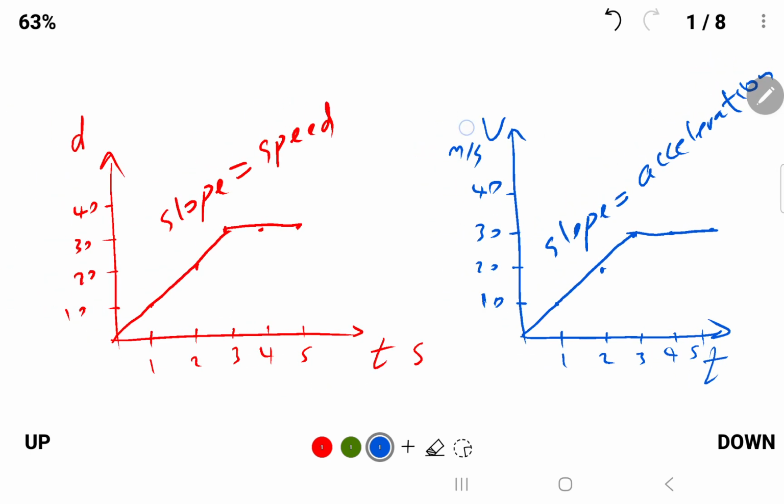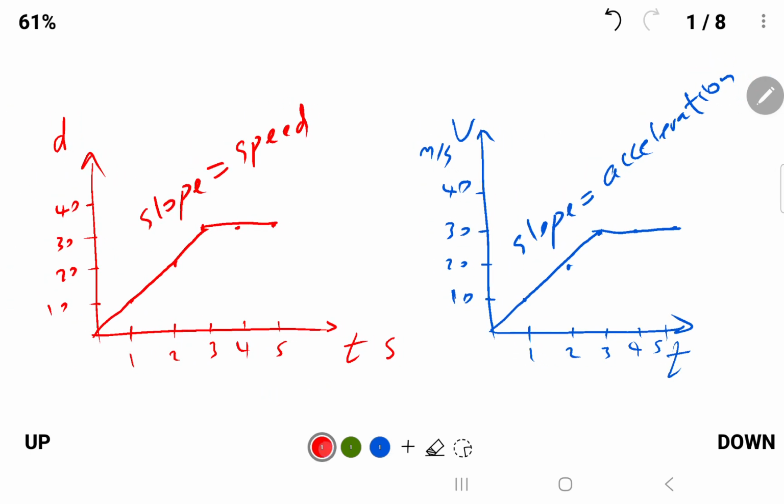You can see the difference. So here on the left, if I want to find the speed, I have to find the slope, which is rise over run. And rise over run here is 30 divided by 3. So here I can see the speed, in the first 3 seconds, is 30 divided by 3, which is 10 meter per second.